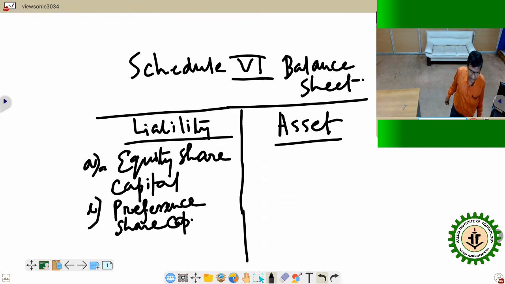Claimants in the liability side. First of all, if the company decides to wind up, as I told earlier also, the debenture holders or the bank loans, since they are asset backed, will be returned first. Then the sundry creditors, then unsecured loans. So these things will come step by step, then preference share capital, and so on.